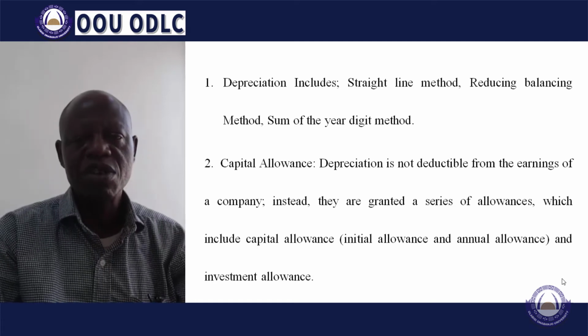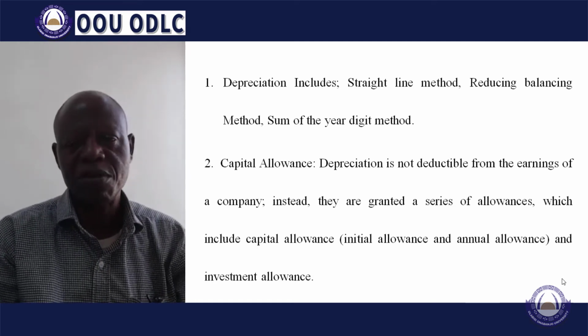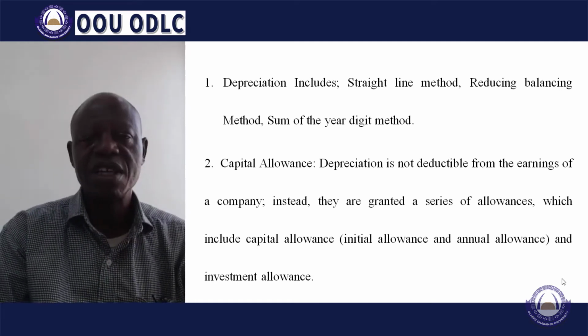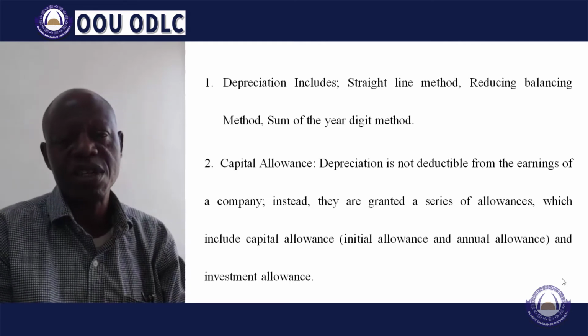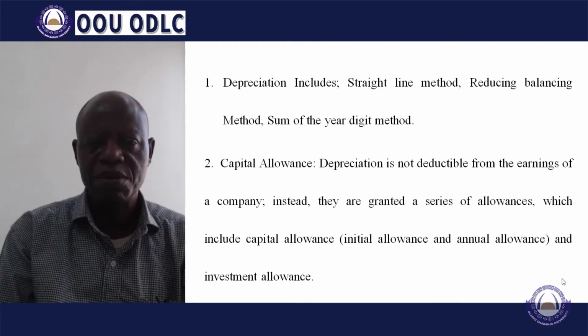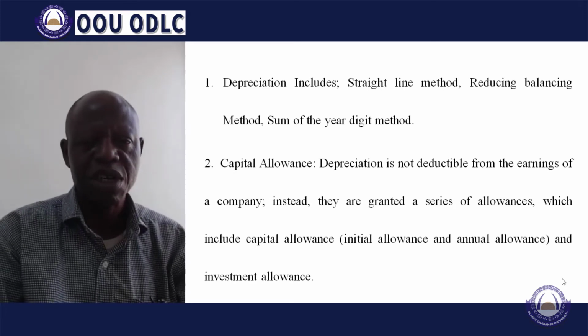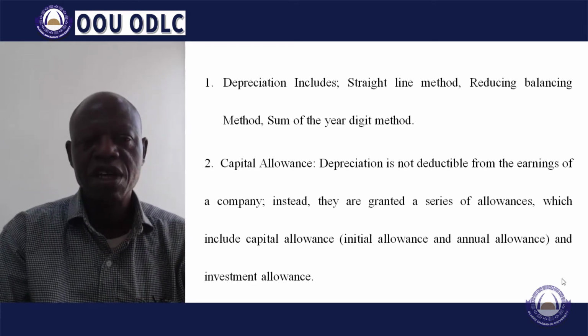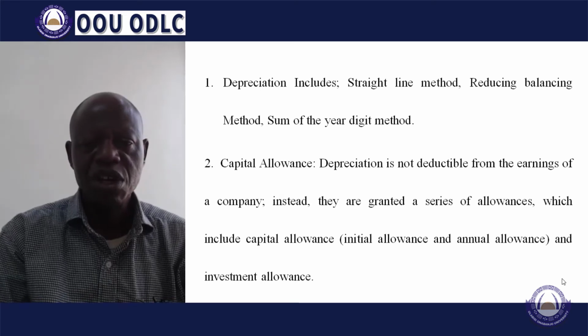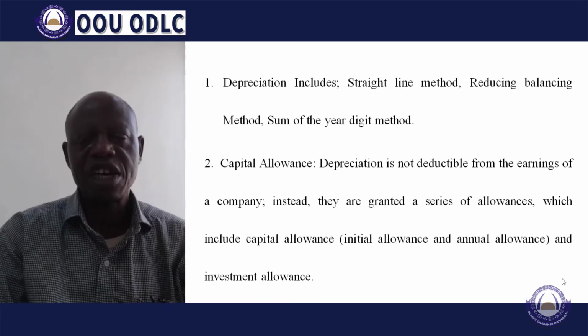We also have what we refer to as the reducing balance method, in which case we have a percentage attached that, at any given time, will give us the depreciation due at that point in time. The third one is what we refer to as the sum of the year digits method, in which we use a formula to get the depreciation that is due annually, and this is charged to the P&L.